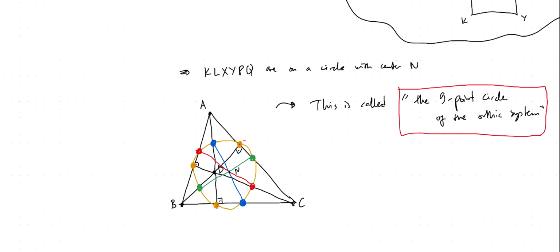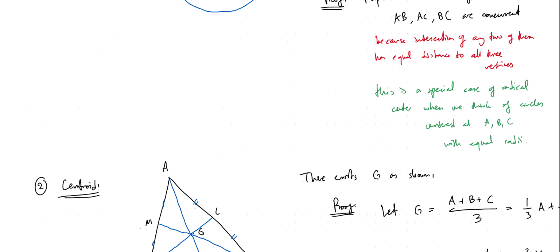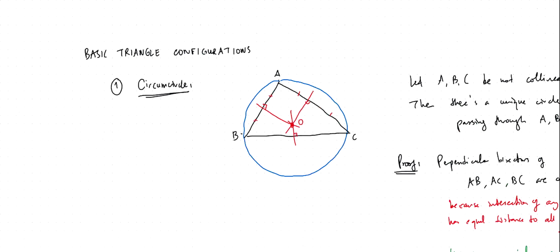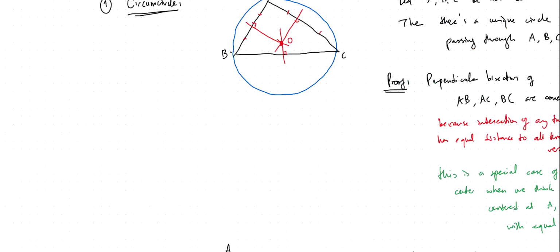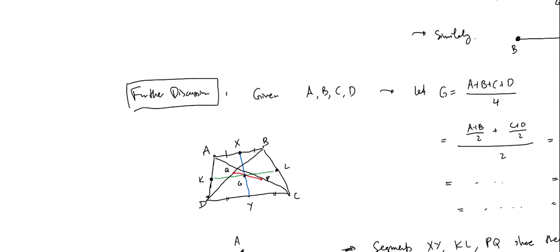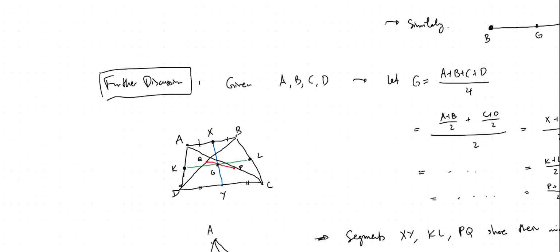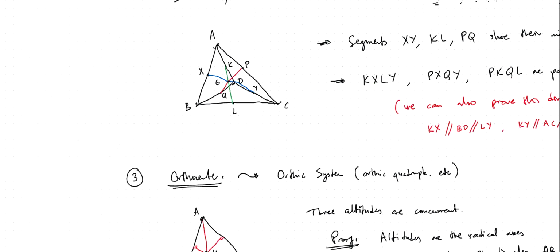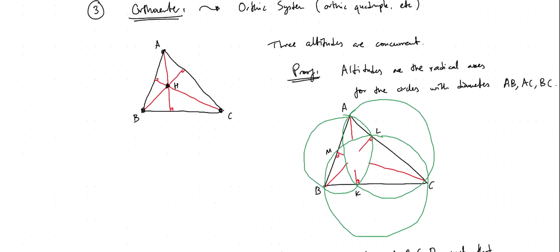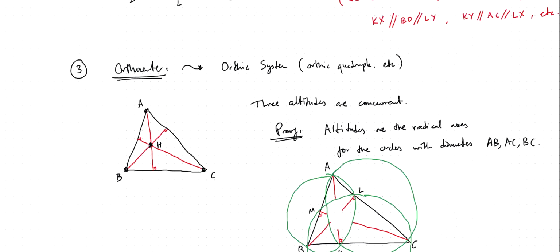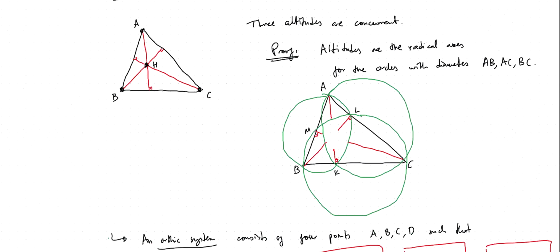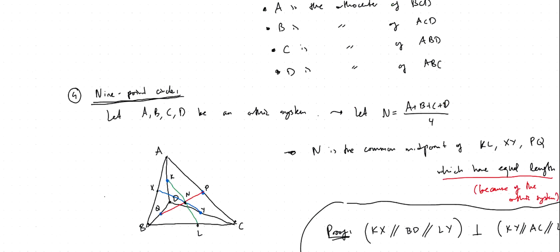Okay, welcome again. So to remind you, yesterday we started discussing triangle configurations and we quickly reviewed the circumcircle, circumcenter, and centroid, which is the center of mass, and also in the case of 4 points, and more generally. And we learned about orthocenter and orthic systems, and we learned about the 9-point circle of an orthic system.